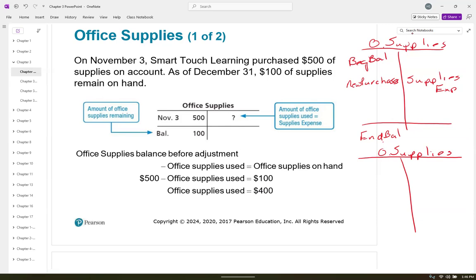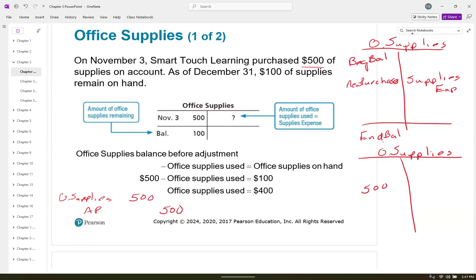Okay. So it tells us that Smart Touch Learning purchased $500 of supplies on account. The journal entry to make that: we debited office supplies for 500. This is the original entry. And we're crediting accounts payable for that 500. Okay. So here's our new purchases. They didn't tell us anything about a beginning balance because this was a new company. Remember, Smart Touch was a brand new business, and we're taking this brand new business through the whole accounting process.